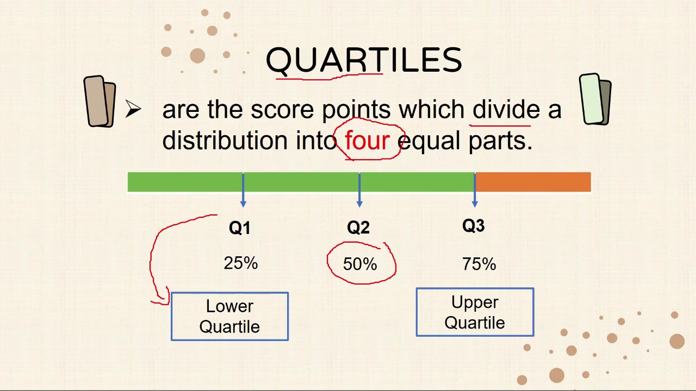And then quartile 3, also known as the upper quartile, is equal to 75% of the distribution. It means that 75% of the data has a value of less than or equal to quartile 3.